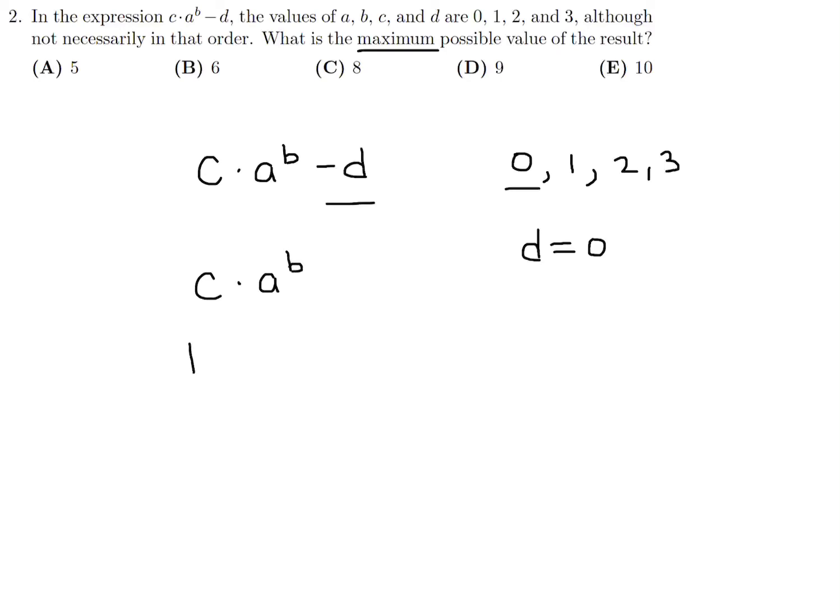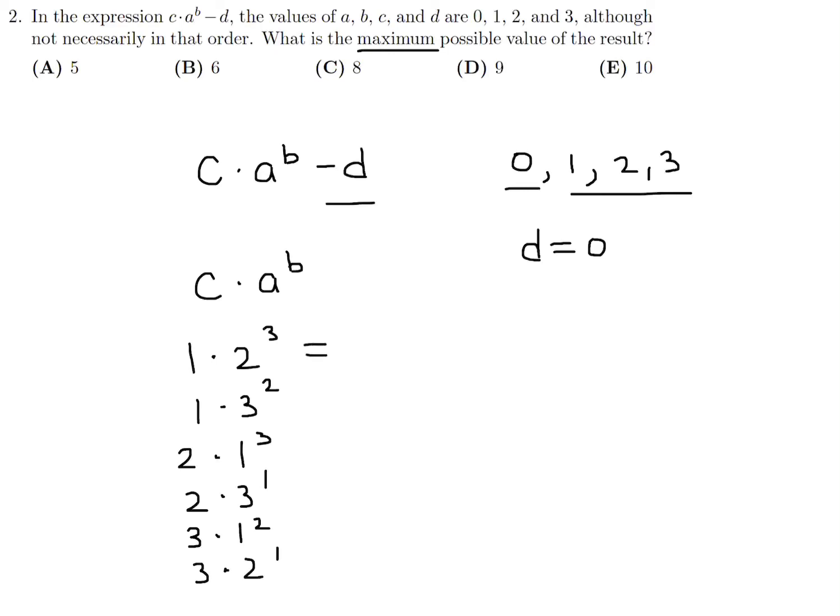And very quickly, we can take the remaining 3 numbers and calculate all the possible variations of this. 2 times 1 to the 3, 2 times 3 to the 1, and then finally 3 times 1 to the 2, and then 3 times 2 to the 1. So let's see what values we get. This is 8, this is 9, this is 2, this is 6, 3, and 6. So of these, the largest is 9. So number 2, the answer is D.